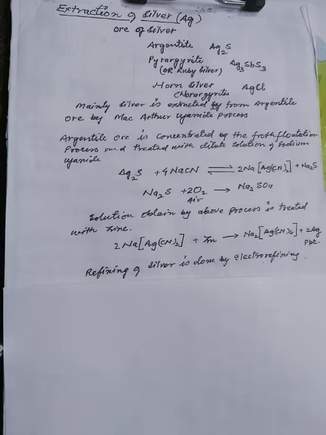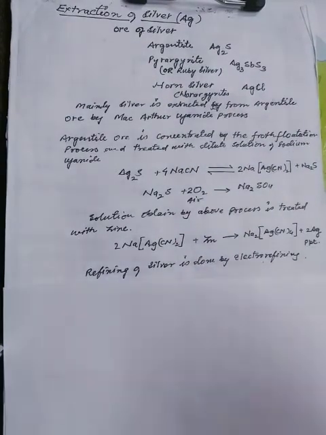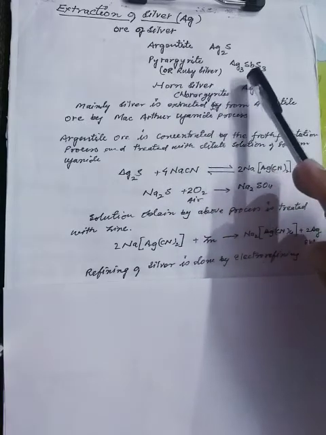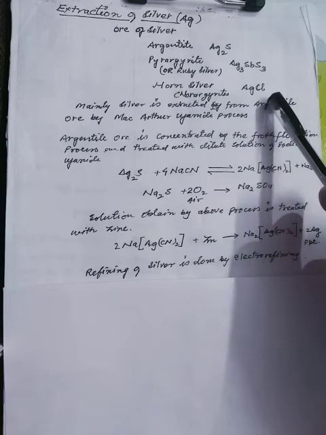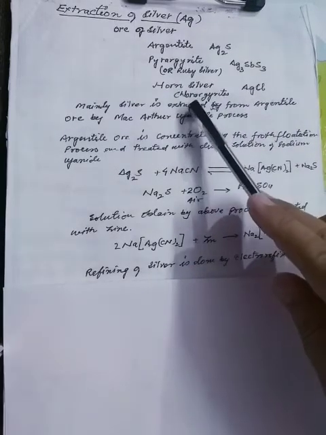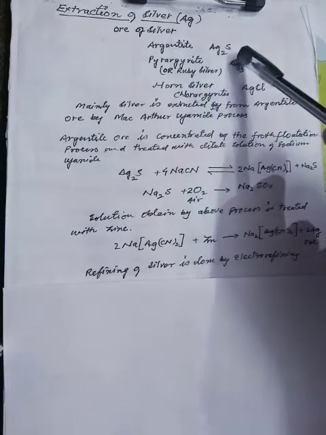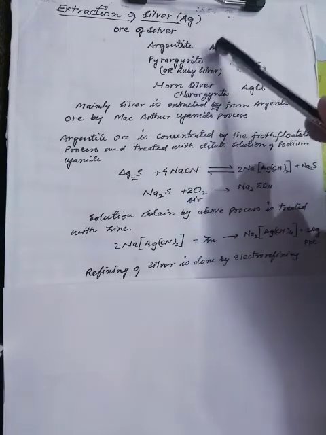Now, in the extraction of silver, again we must know the ores of silver. The extraction of silver is done from the ore argentite, that is Ag2S. Pyrargyrite, called ruby silver, Ag3SbS3. Horn silver, that is AgCl, also called chlorargyrite. Here the main ore is argentite, Ag2S, again a sulfide ore. So generally we use argentite ore to extract silver.